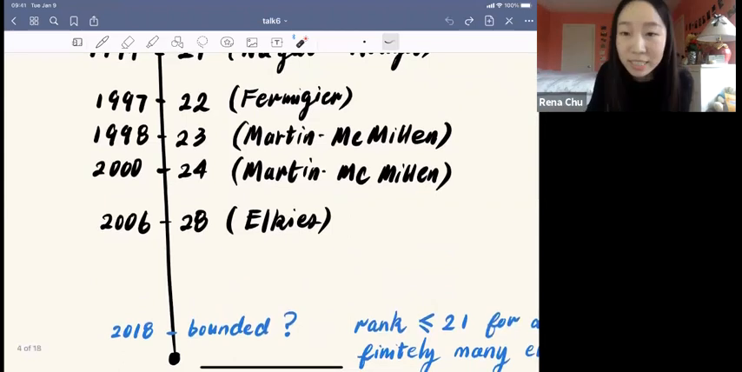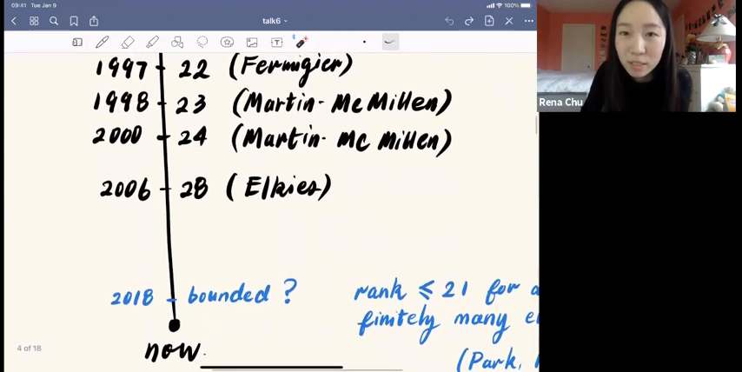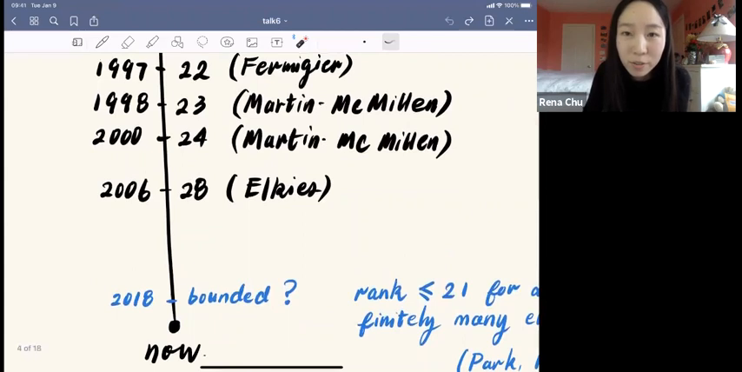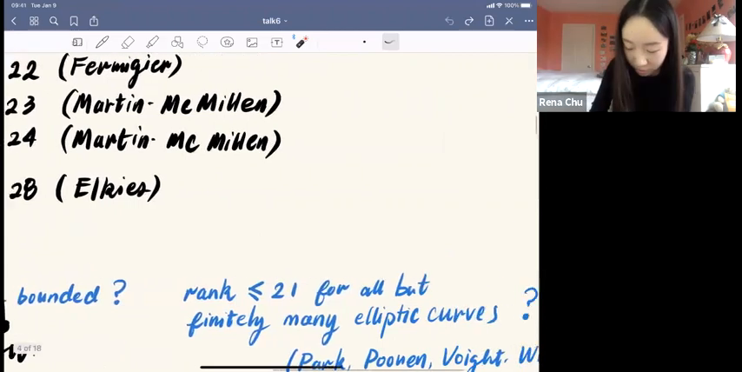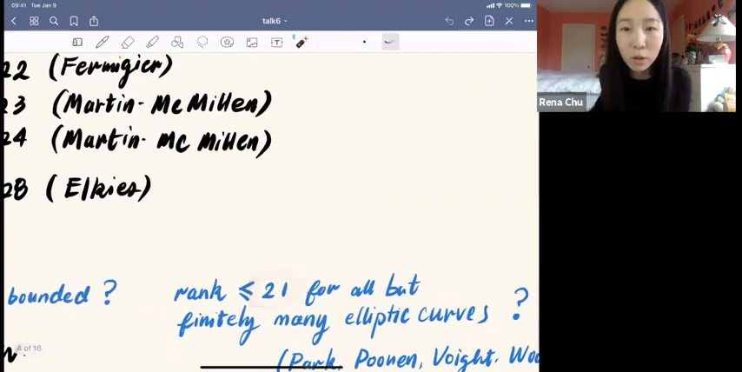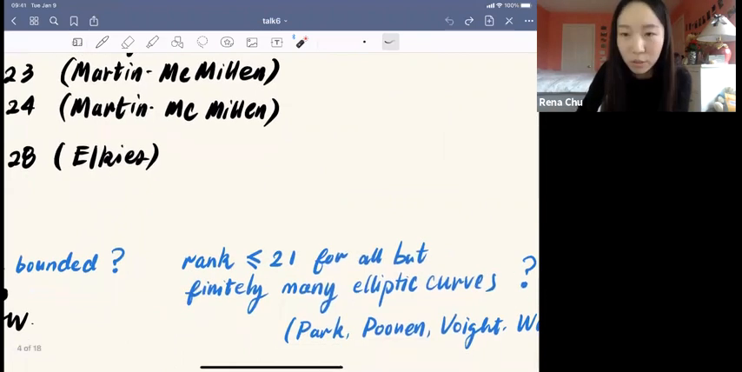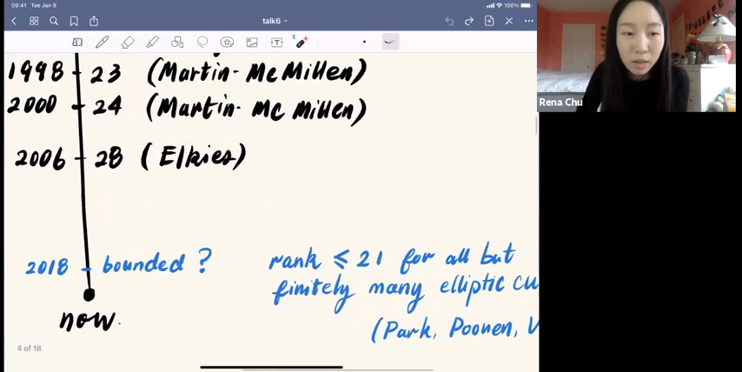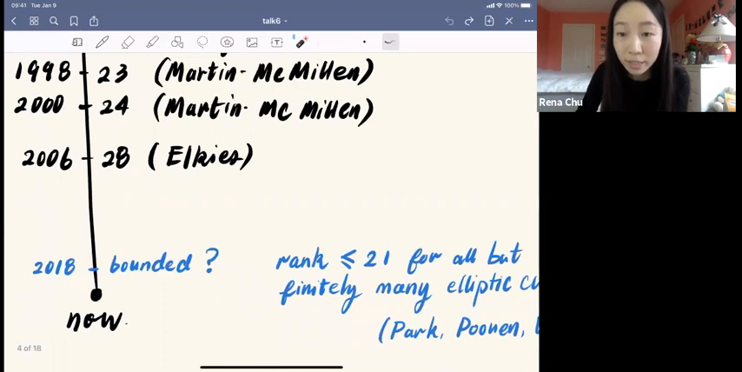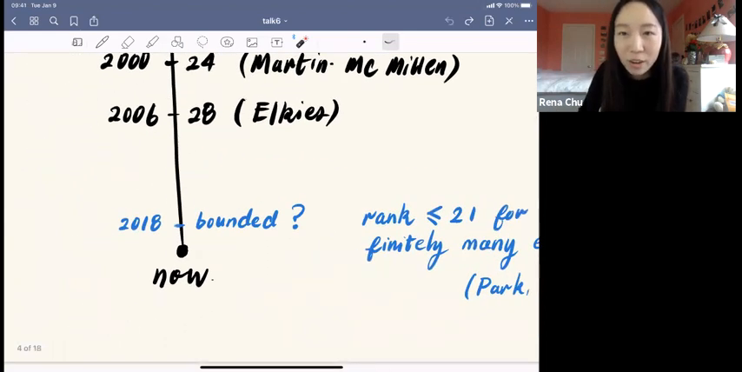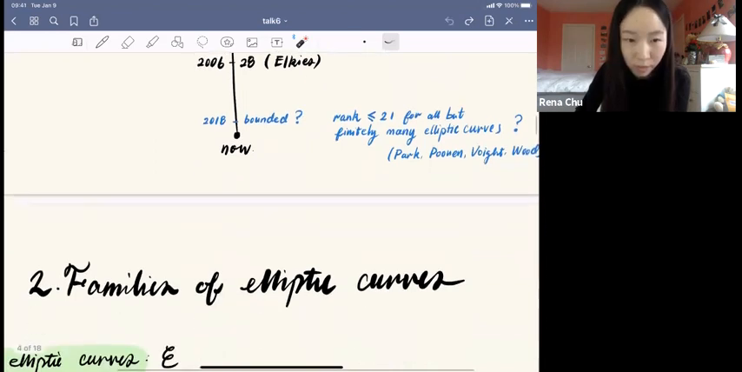However, in 2018, the tables seem to have turned, and we, in fact, now have a heuristic that suggests that the rank is actually bounded, and in fact is bounded above by 21 for all but finitely many elliptic curves. So there is without a doubt a lot of uncertainty around this question concerning exactly how high the rank can get. But for now, I'll leave this and bring us back to the main object of the talk, which is families of elliptic curves.